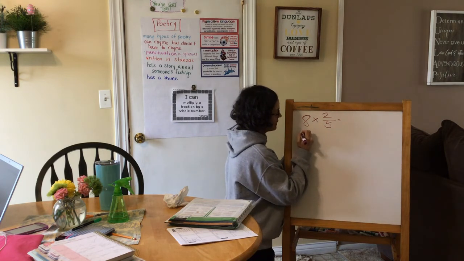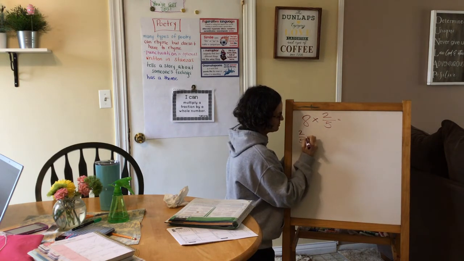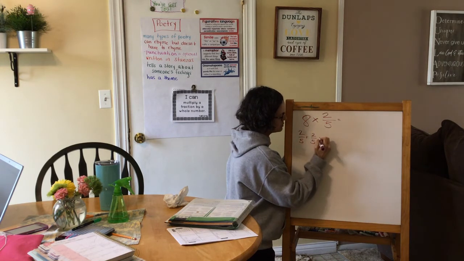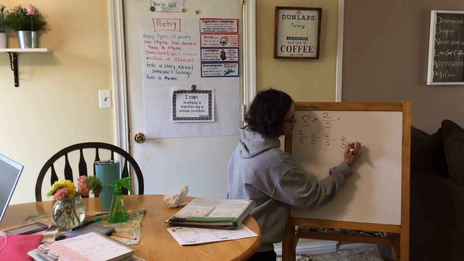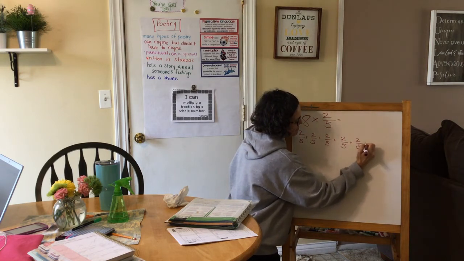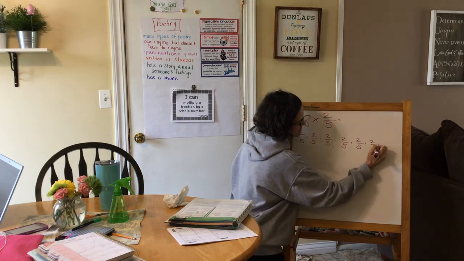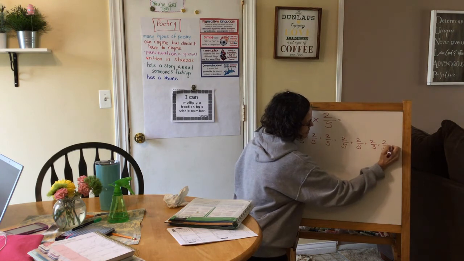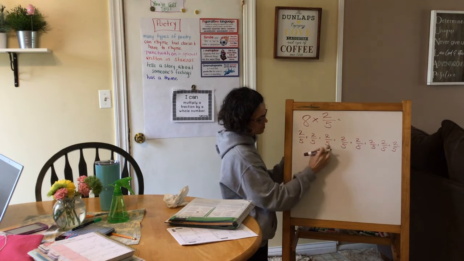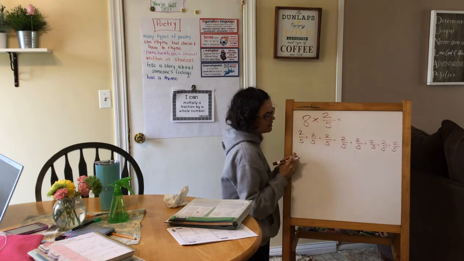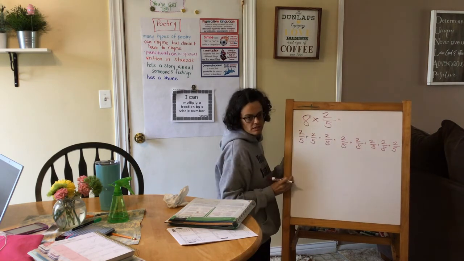Are you ready to go around? A lot of fifths here. 2/5. 1, 2, 3, 4, 5, 6, 7, 8. Did I get them all? 1, 2, 3, 4, 5, 6, 7, 8. So I have 8 groups of 2/5.